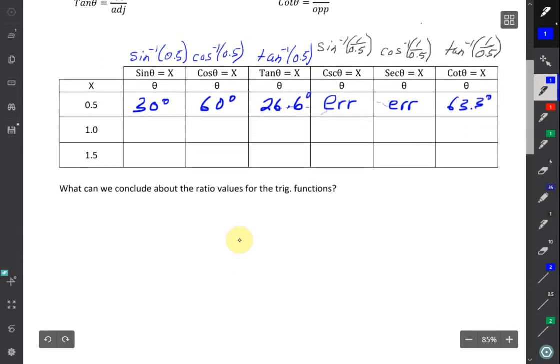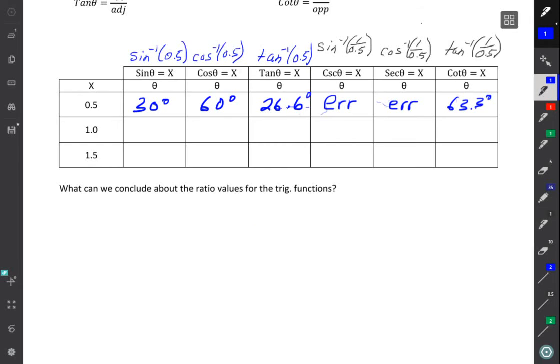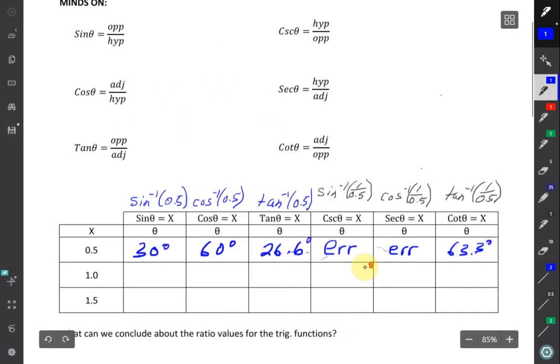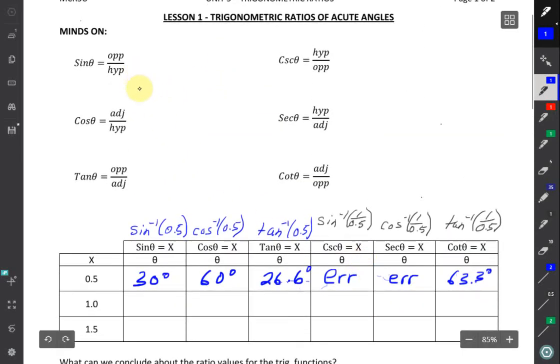Now at this point, I'm just going to stop and talk about these errors. Remember that the hypotenuse is the largest side. And the trig ratios for sine, cos, and tan are opposite over hypotenuse, adjacent over hypotenuse, and opposite over adjacent. Tan is the only one that doesn't have the hypotenuse in it. Sine and cos both have the hypotenuse in them in the denominator.